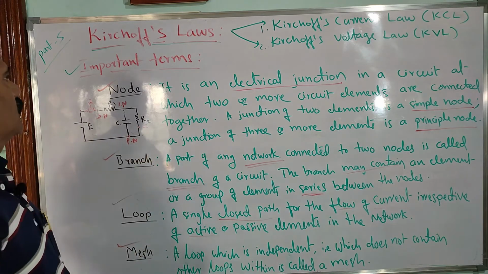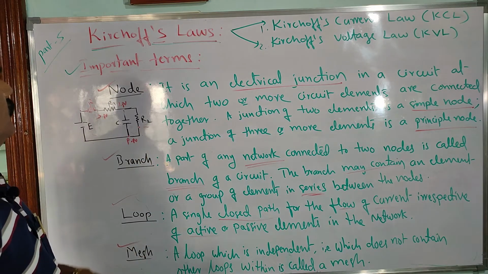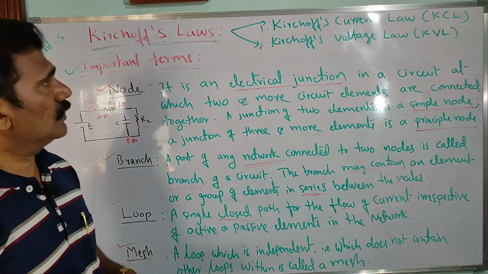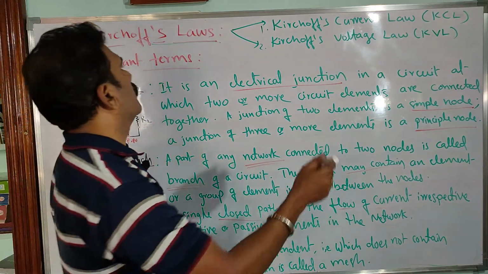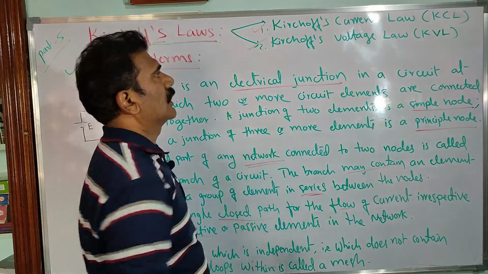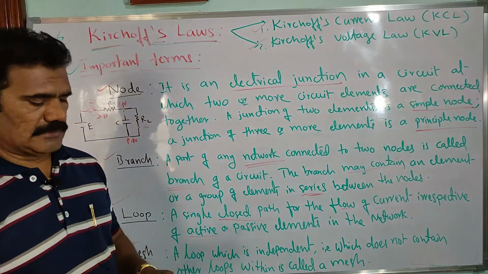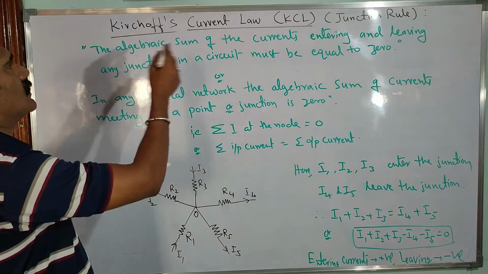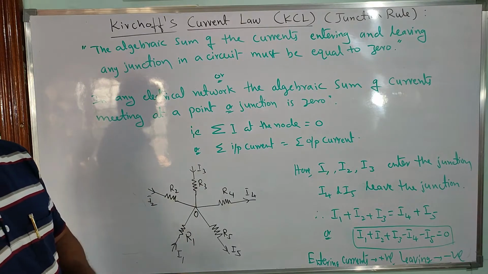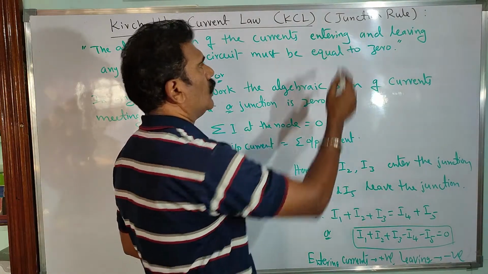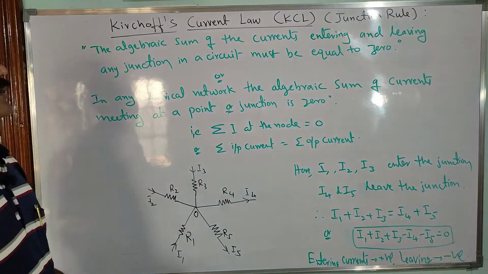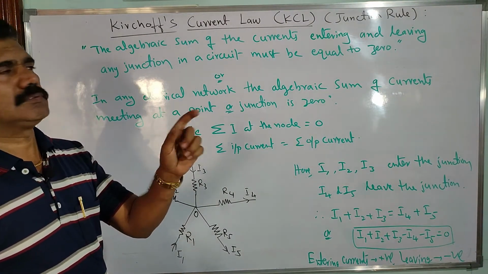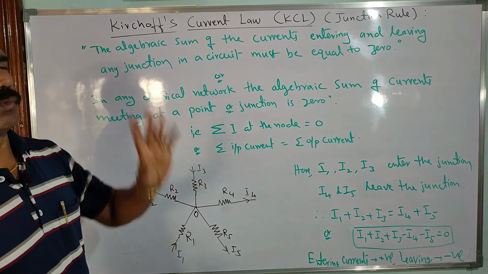So like that we will come across so many important terms in the discussion of DC circuit analysis. Now we will come to Kirchhoff's laws one by one, Kirchhoff's current law and Kirchhoff's voltage law. Let us see the first one, that is Kirchhoff's current law. This is also called the junction rule, because we are considering Kirchhoff's current law at any given node or junction in the circuit, so it is called the junction rule.